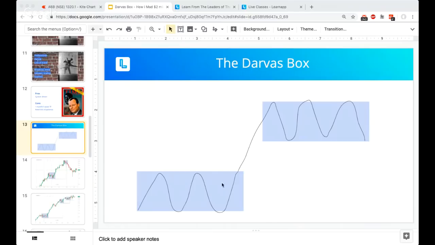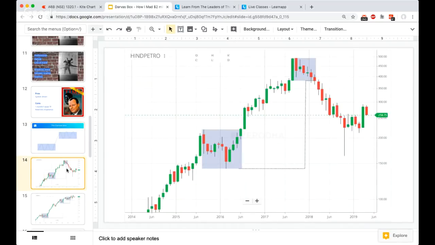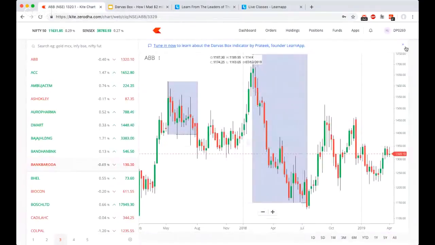So we have a sideways here, it goes up, and a sideways again. So let's see the example. Now, the beauty about this is poor Darvis had to do this by hand. So if you open, okay, I'll close this.